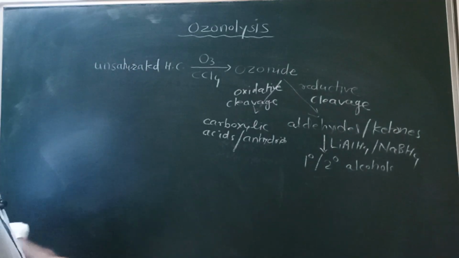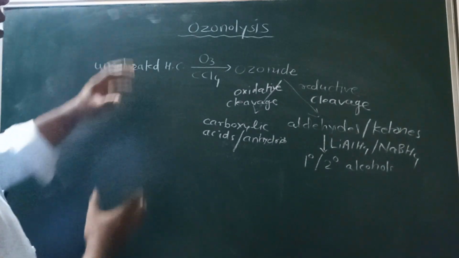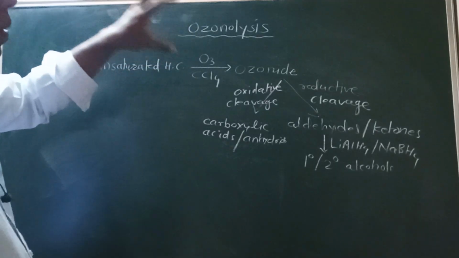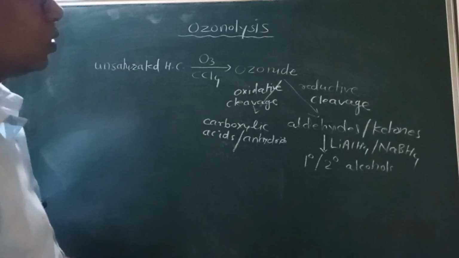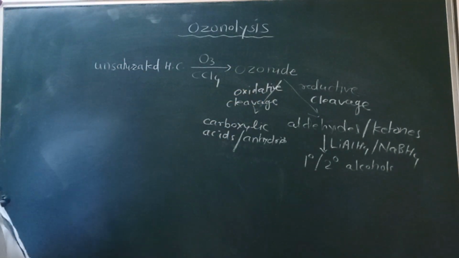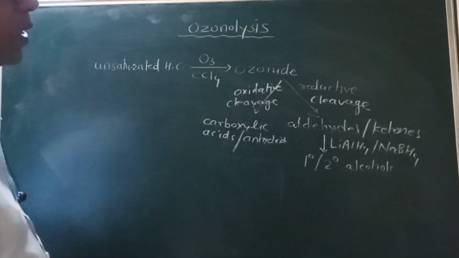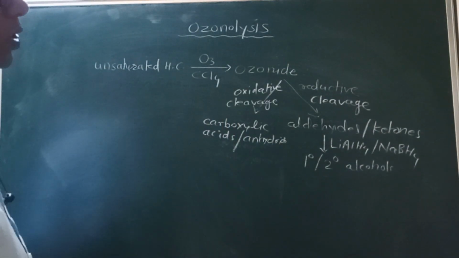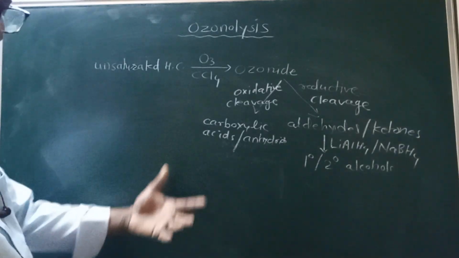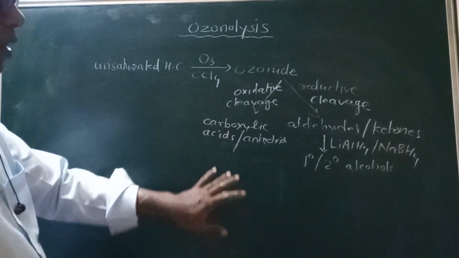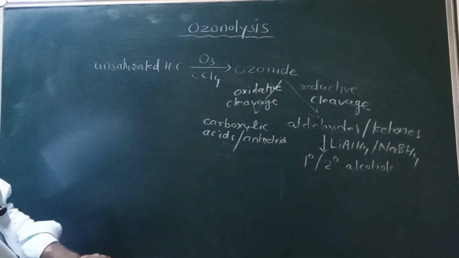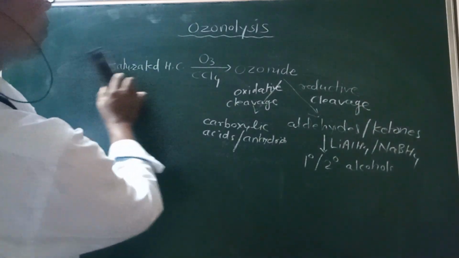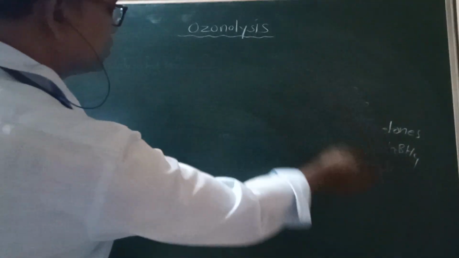So that is the rough idea of this reaction: the reaction of unsaturated hydrocarbons with ozone in the presence of CCl4 forms an intermediate compound called ozonide, which on further cleavage, either oxidative or reductive, leads to aldehydes, ketones, carboxylic acids, acid anhydrides, or primary or secondary alcohols. This reaction is called the ozonolysis reaction. Hope you got a rough idea about it.